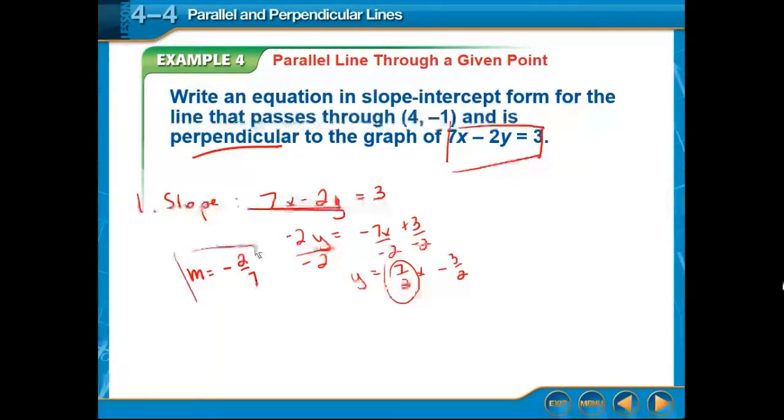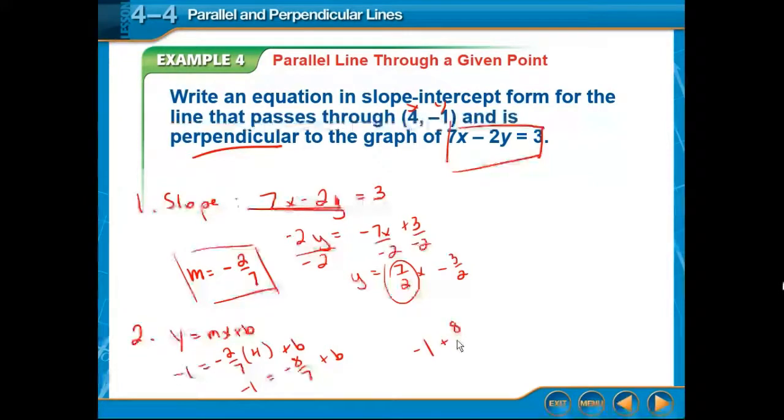So that's step 1. Step 2, I want to find the y-intercept. So I'm using y equals mx plus b. And I'm using my slope and my point. So this is my x and my y. So I have -1 equals -2/7 times 4 plus b. So multiplying this, -1 equals -8/7 plus b. To find b, I'm going to add to both sides. So I'm going to have -1 plus 8/7 equals b. So this is like -7/7 plus 8 over 7 equals b.